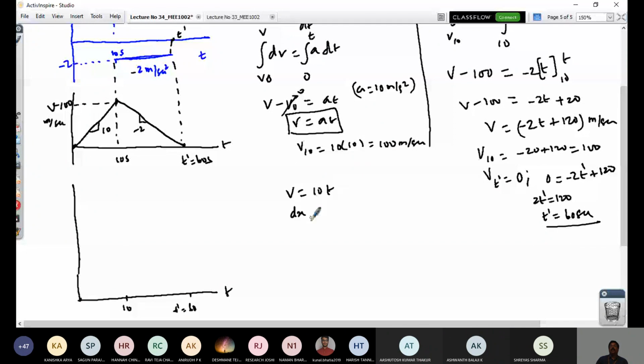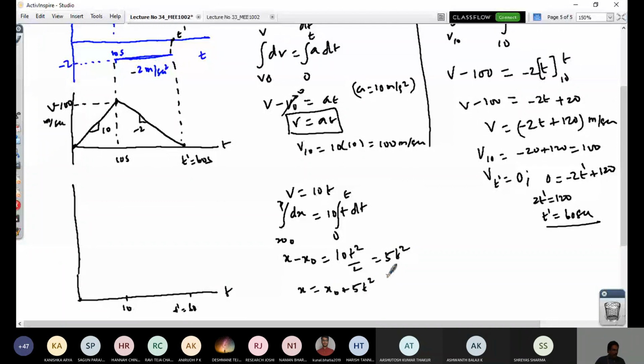So dt I take on that side, 10t dt. So integrate this from 0 to t, and this from x naught to x. So I have x minus x naught equals 10t squared by 2, which is 5t squared. So x is equal to x naught plus 5t squared.